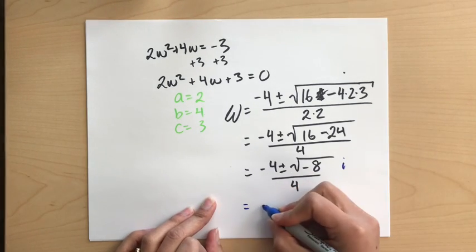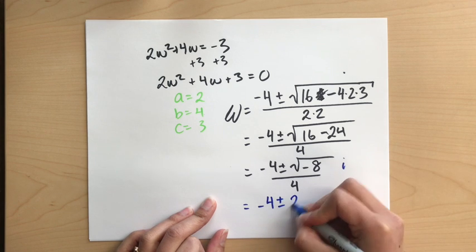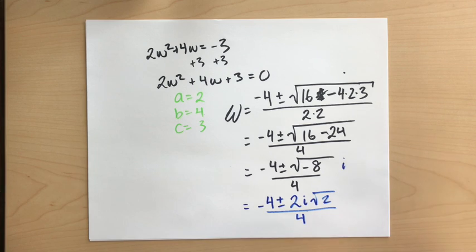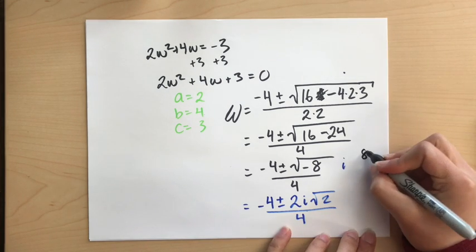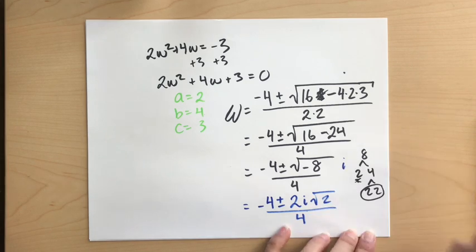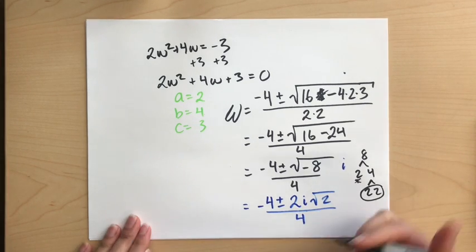Now negative 8 has an i in there, right? And the square root of 8 is just 2 root 2, because 8 when factored has three 2's in it, if you'll see here in a second. So 8 is 2 and 4, and then 2 and 2. There's a pair of 2's and a 2 left over, so it becomes 2 root 2.